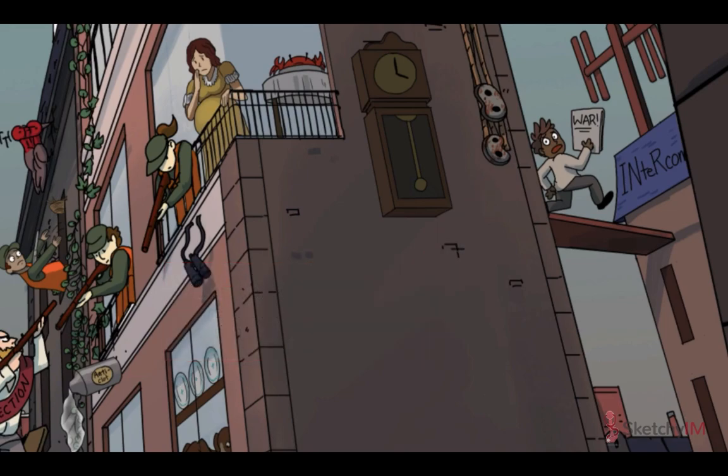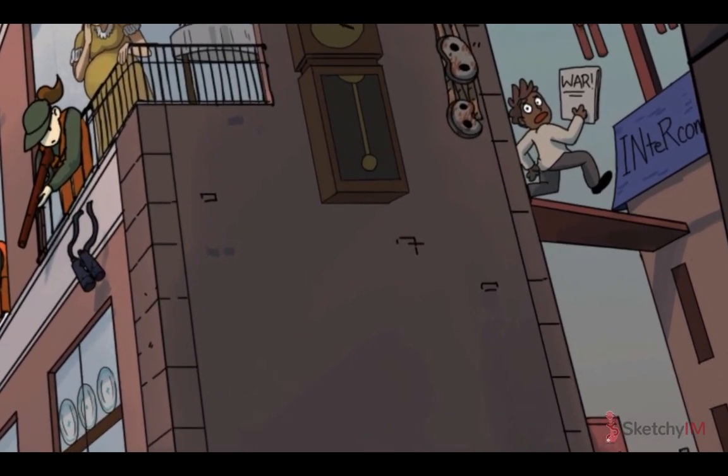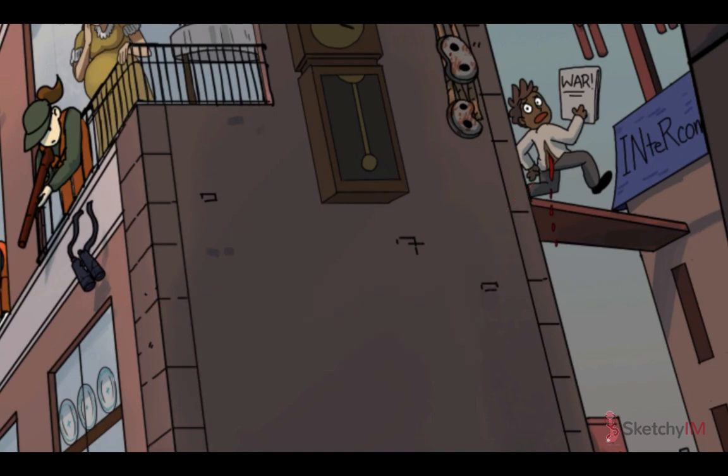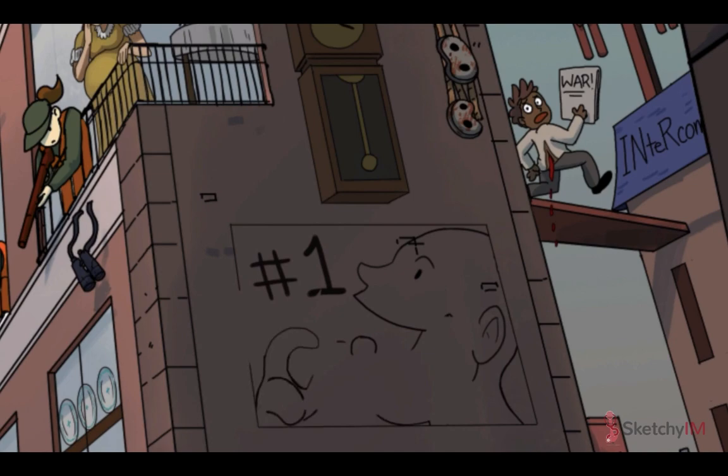In addition to the constant INR checks, one of the other big downsides of warfarin is a higher risk of bleeding compared to newer oral agents. That's why poor doomed Gavroche is bleeding from the gash in his back. Ugh, war is hell. Speaking of these newer oral anticoagulants, they are often called direct or novel oral anticoagulants.